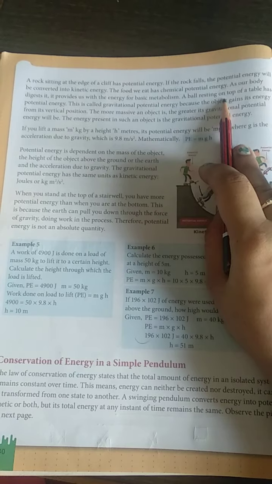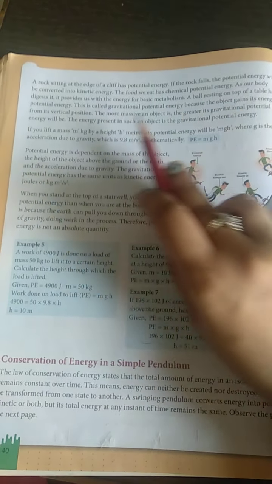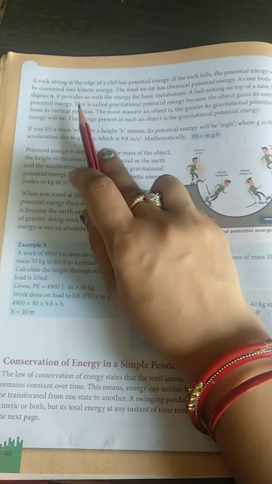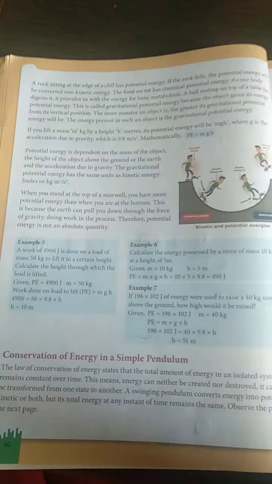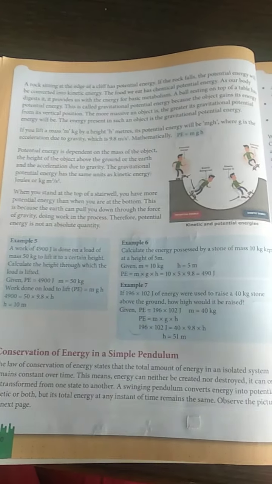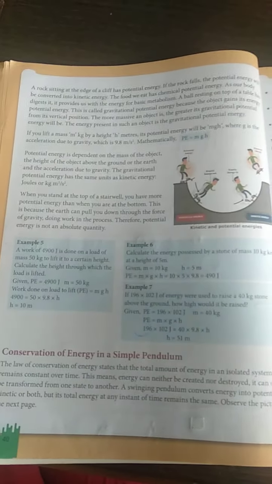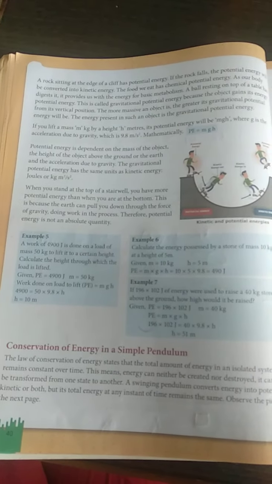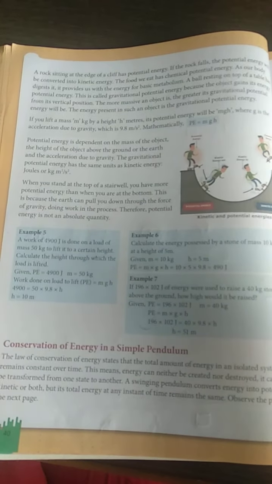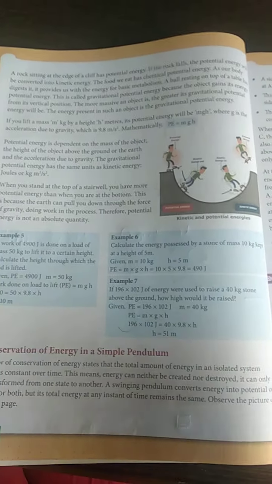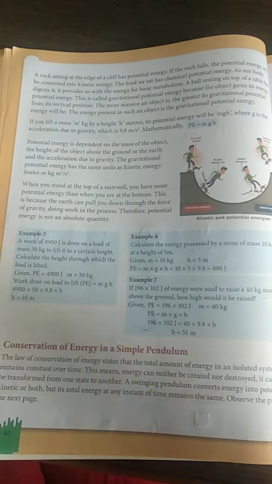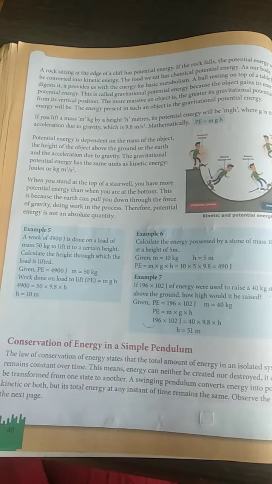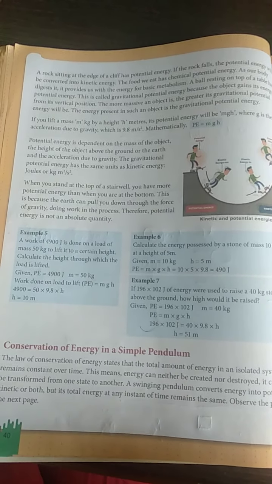If a ball is resting on the top of a table, it has potential energy. This is called gravitational potential energy, because the object gains its energy from its vertical position. The table is on the ground, on the earth. So from the ground some energy is coming, which is going upwards. That energy is called gravitational energy.